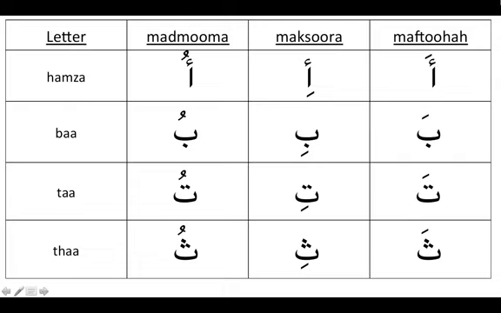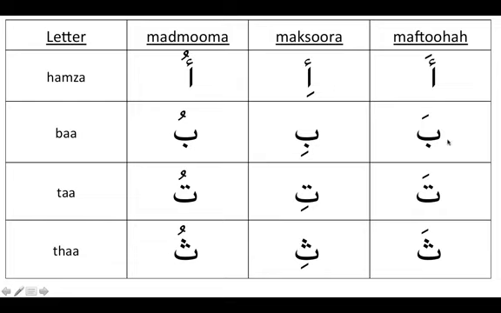When you place a fatha on it, it's the short a sound. When you place a kasra below it, it's the short i sound. When you place a dhamma on it, when it becomes a madmuma, it's the short u or the short o sound. Okay, one more time, just the hamza, because for the rest of them I'm not going to do it in this much detail. Hamza maftuha, a; hamza maksura, i; hamza madmuma, u. A, i, u.